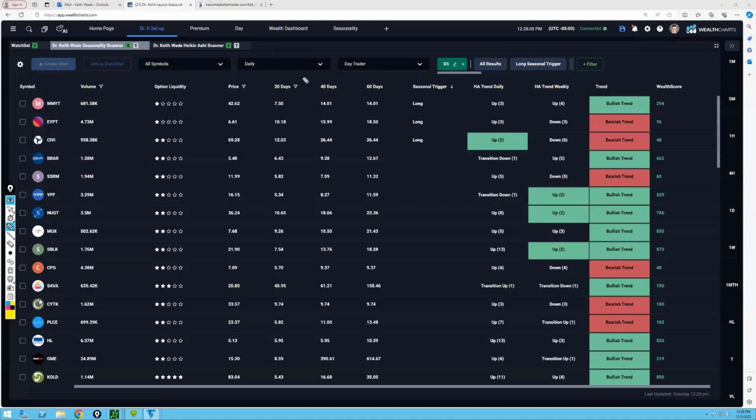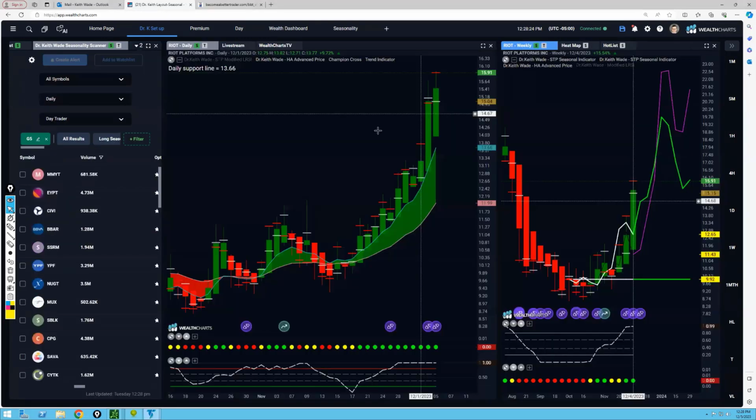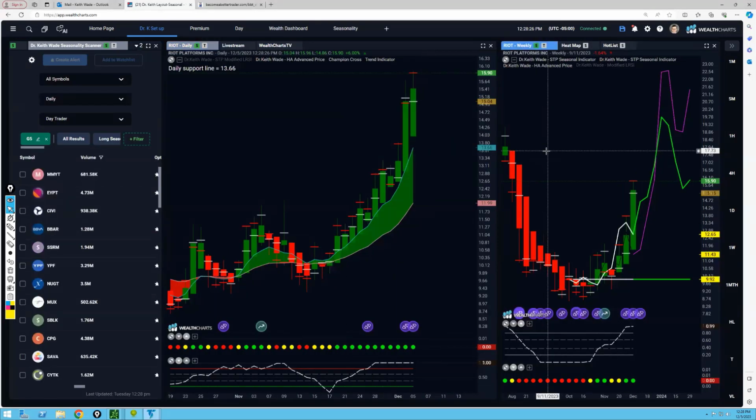My seasonal scanner will show me the 20, 40, 60-day percent increase or decrease. If I were to switch this, it also looks for short opportunities. But then when I get my trigger, this is what I focus on. So I can look for trades very, very quickly each evening and then execute the trades the next morning.